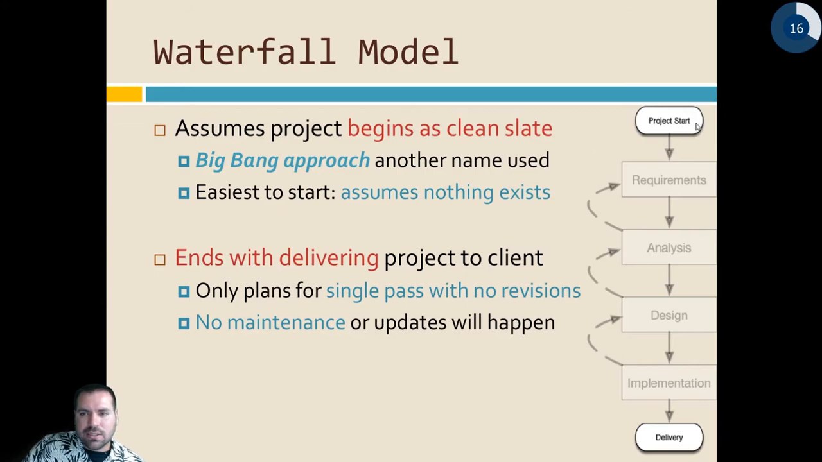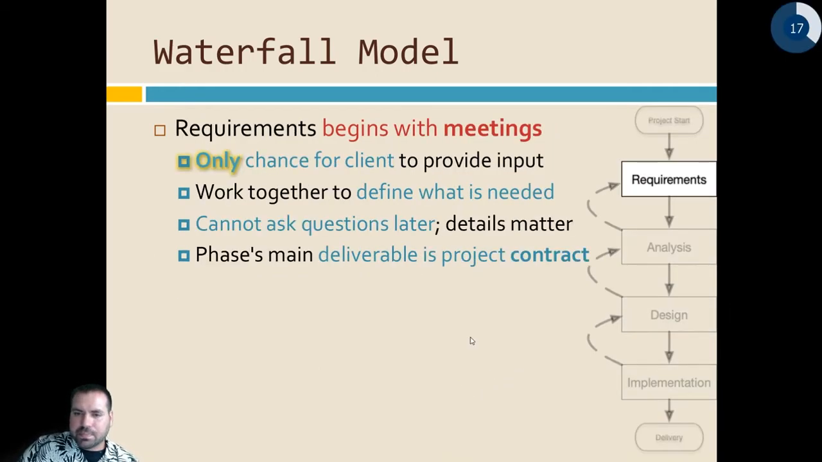So this starts at nothing, a clean slate project, and then ends with delivering functional software, hopefully functional, to the client with documentation. And then no mention of maintenance. Some waterfall models will add the maintenance step on there to maintain the software, but there's no explicit mention of maintenance for waterfall as its base definition.